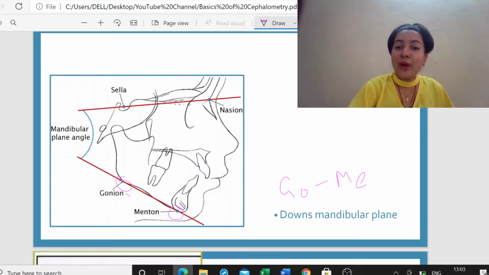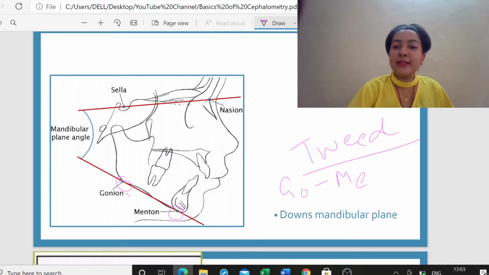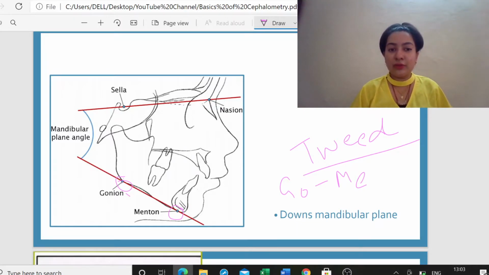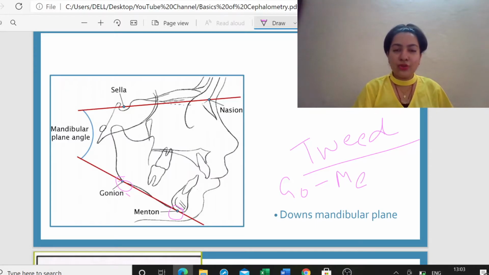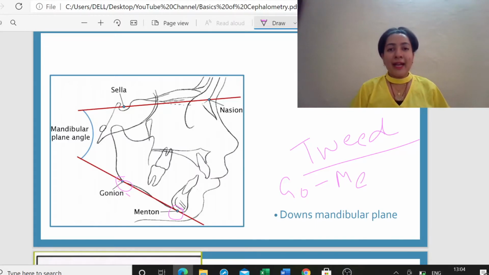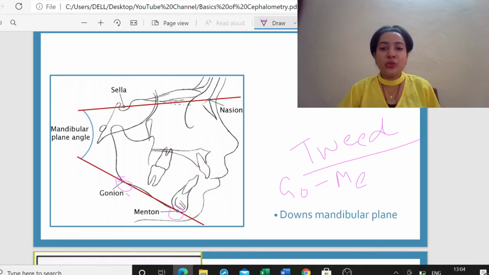Third, there was one more author, Tweed. What did Tweed say? Tweed did not use either gonion, menton or gnathion. He said that my mandibular plane will be a tangent to the mandible. So what do we do? We draw a tangent to the mandible and the plane which we get becomes the Tweed's mandibular plane. I hope this is clear.